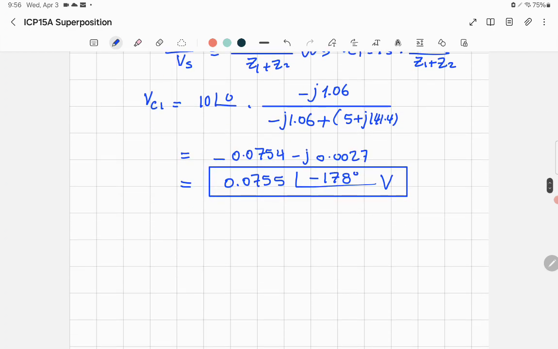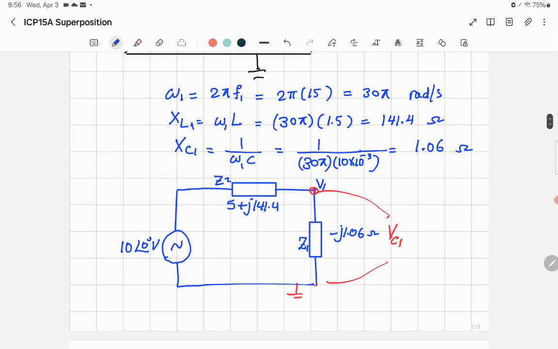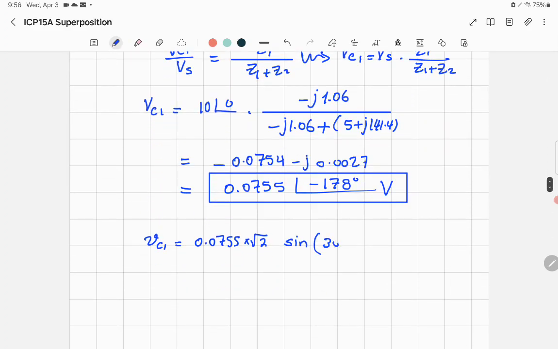You got to convert this to instantaneous value. So how you'll do that? You will say VC1, you write everything now lowercase, because you are expressing the voltage across the capacitor as instantaneous value. You multiply 0.0755, this root mean square, multiplied by root 2 to get the maximum value. Then we agree that sine is the reference, so sine omega 1 t. What's omega 1? I think we got it here, 30 pi. You can write it 30 pi, or you can write the value. If you multiply pi by 30, you get some decimal number. That's fine.